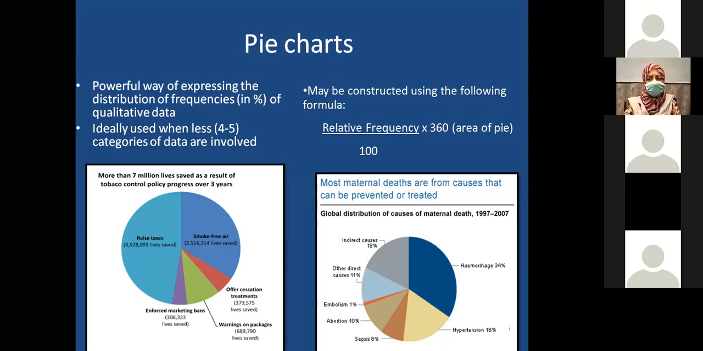It may be constructed by using the formula: relative frequency divided by 100, multiplied by 360, which is the area of the pie. That is how you have the share of each percentage shown by the different slices of the pie. These are 2 examples that are given.